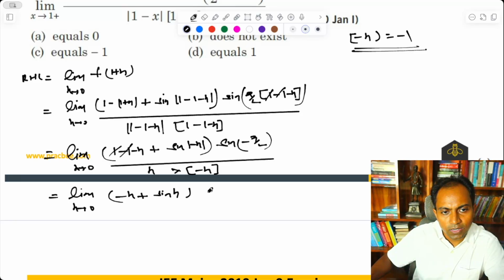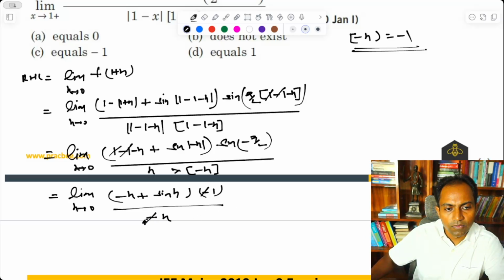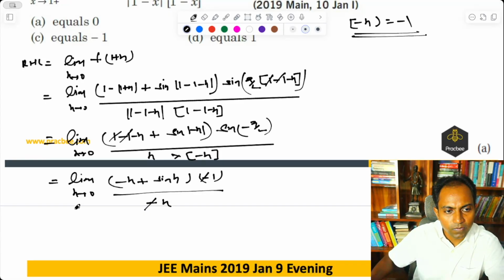And then what we are getting is sine of pi by 2, that is minus 1. And you can again see this will also become minus h. So this minus sign gets cancelled out. And now we will be able to distribute this. So we learned about the properties of distribution. This will become minus h by h plus sine h by h.